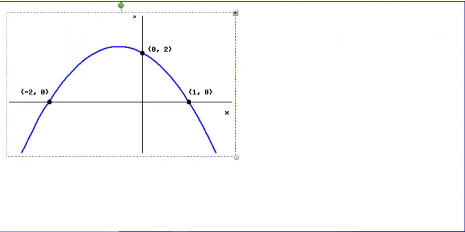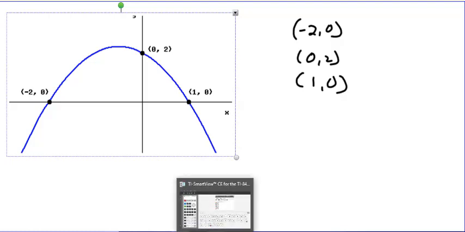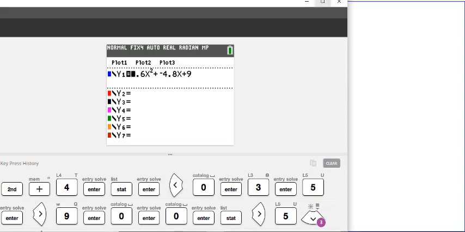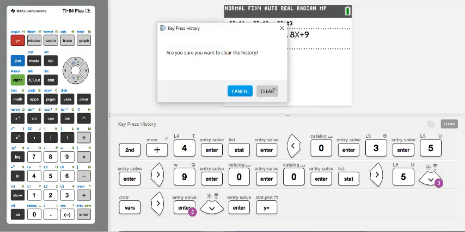Now, let's do another one. This time they give us a graph, right? So no big deal. We have all the points, right? -2, 0, 0, 2, and 1, 0. Now, we're going to take all three of these points and put them in a quadratic regression, right? Put them in our calculator. So you get this back up and hit clear.